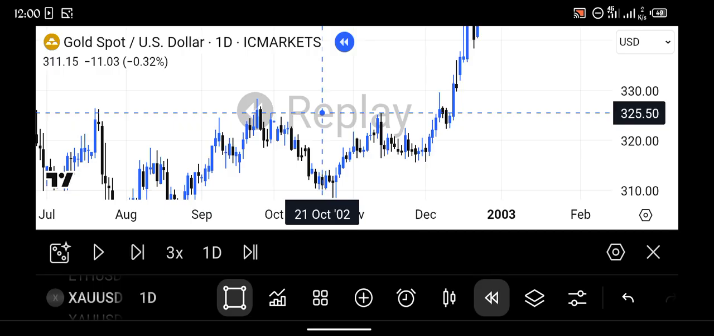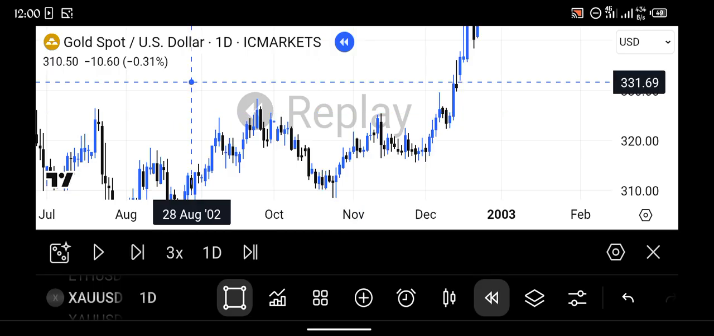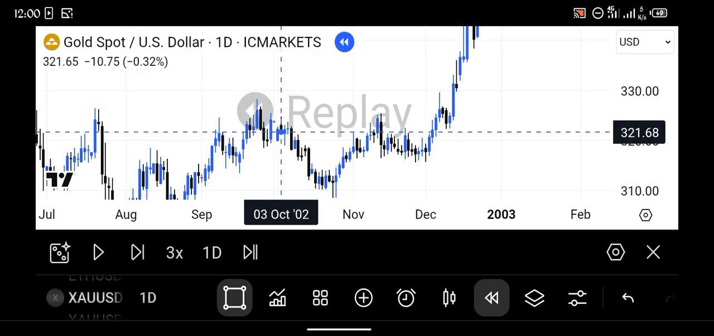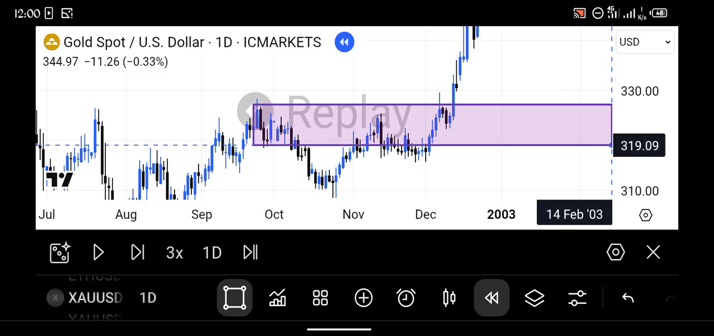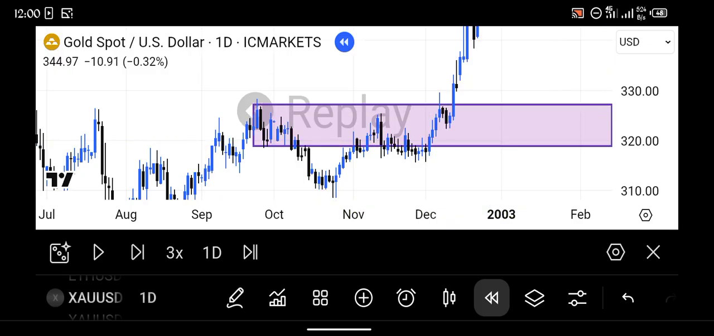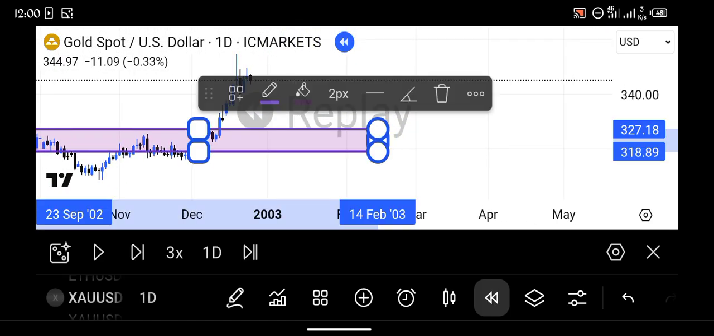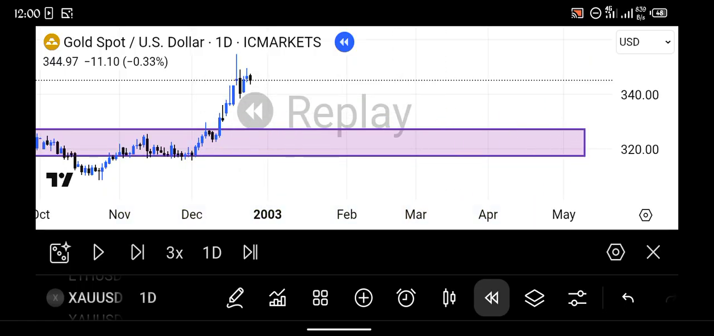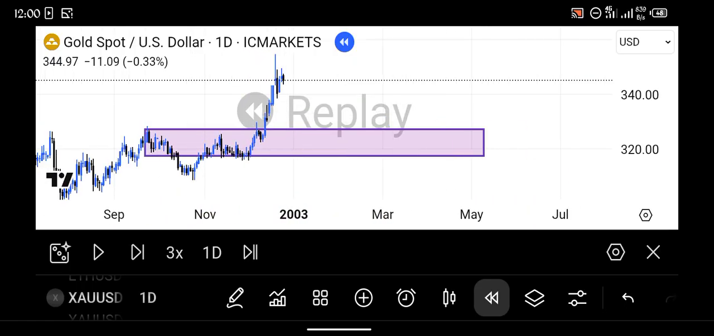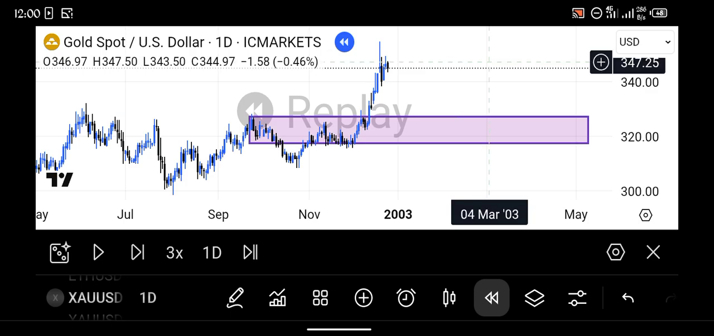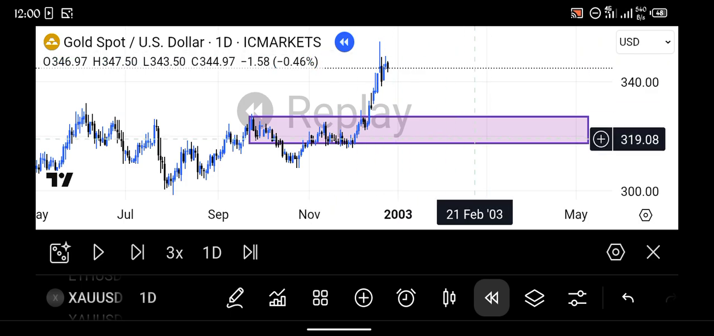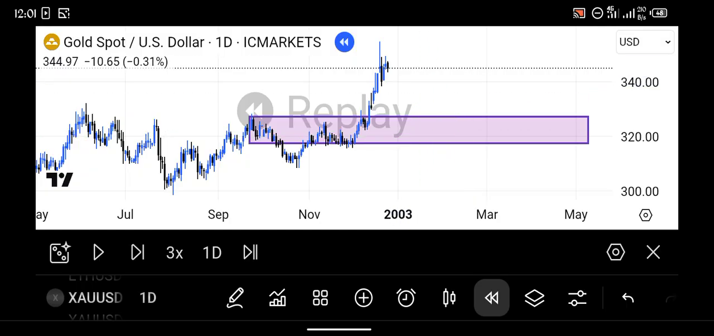So you can basically mark it out, maybe from here to somewhere here. Okay, let's say here. So now we are in an uptrend. Remember what I said, that before price starts to continue a trend, it must come back into a demand zone before the continuation. So let's wait for the continuation now.